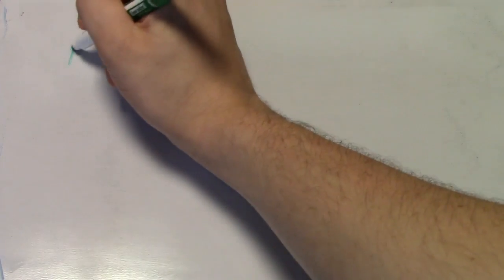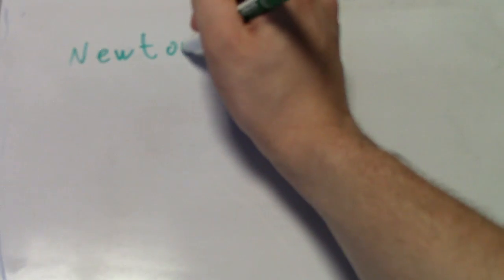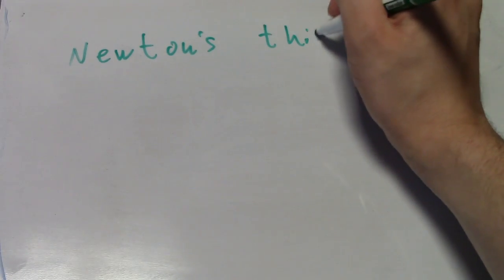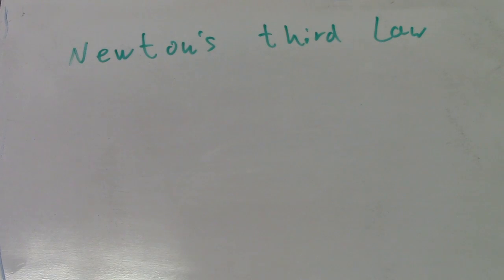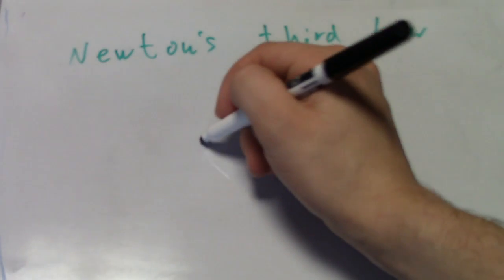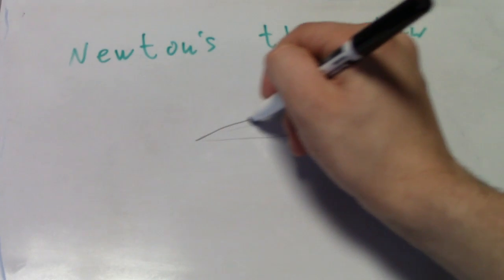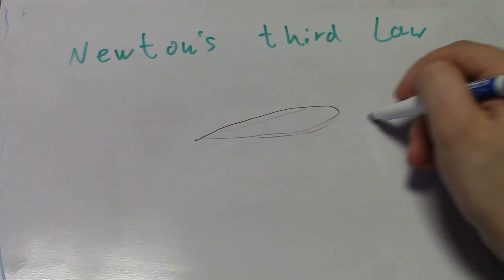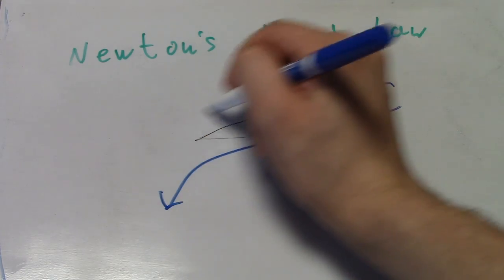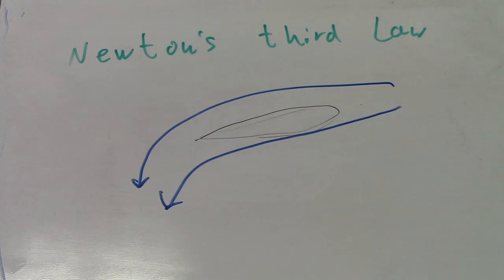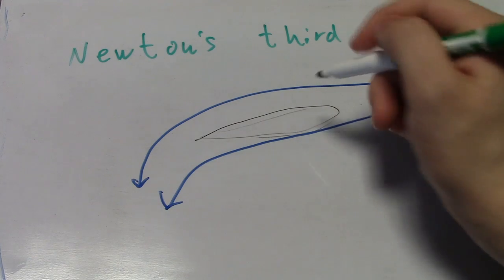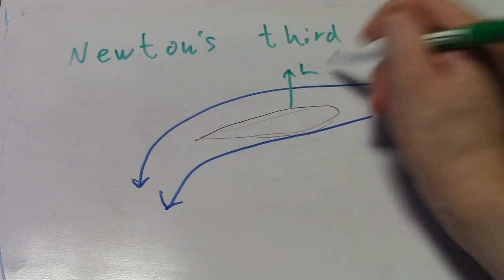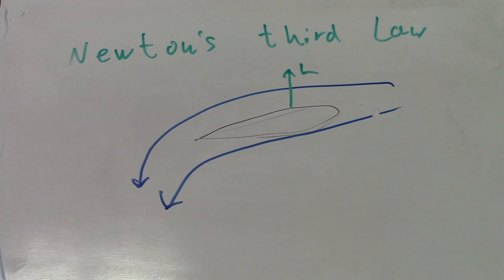Now, the other accepted way as to how lift is generated involves Newton's third law. Newton's third law states that for every action, there is an equal and opposite reaction. So this applies to airfoils by stating that as they fly through the air, they redirect the air downwards. Redirecting this air downwards requires a force, which means that there is an equal and opposite force pushing upwards on the wing. And this is where lift comes from.